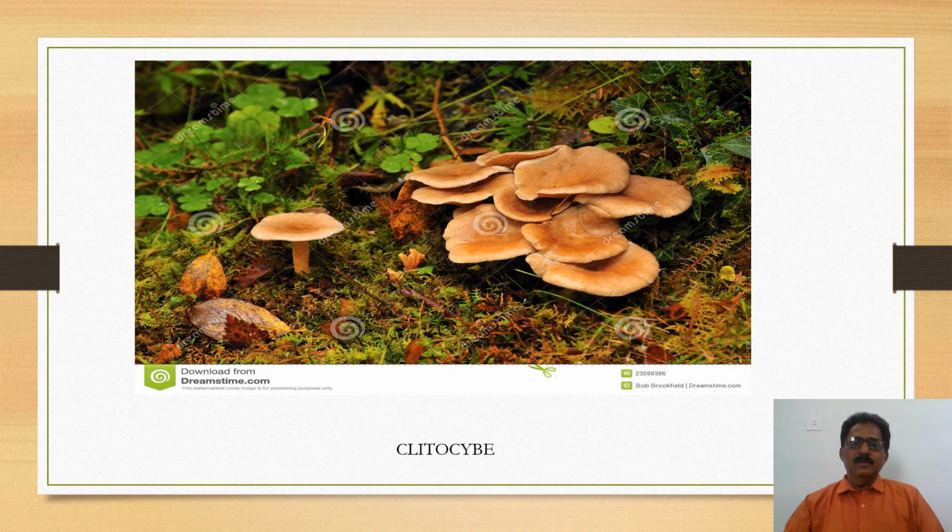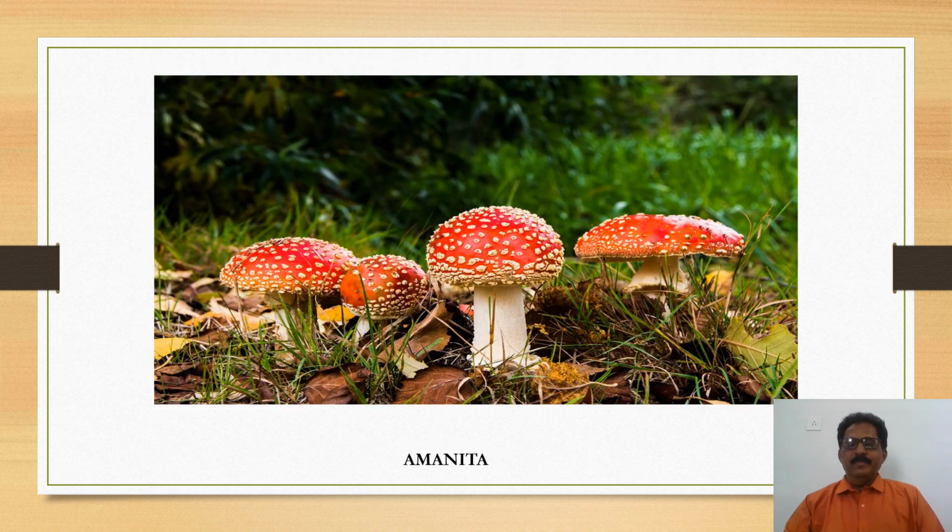Then the mushroom is called Clitocybe, which belongs to the Agaricales, which have gills beside the mushroom, and this type is present, and the gills are the characteristic feature of this Clitocybe.